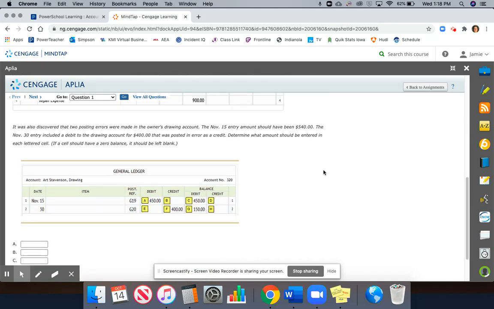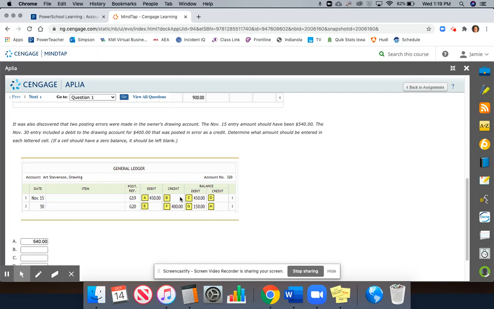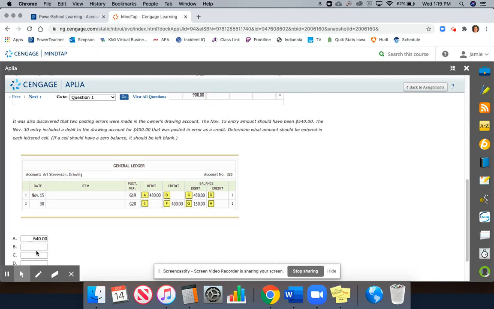Next, we discovered some errors in posting. So we have an account here, the drawing account, and we realized that we had 2 separate errors. So the first error is with the amount. So on November 15th, we should have debited $540. You could see here that we debited $450. So where we have A, should have been $540. Nothing needs to change to B, so we'll leave that blank. C should be $540.